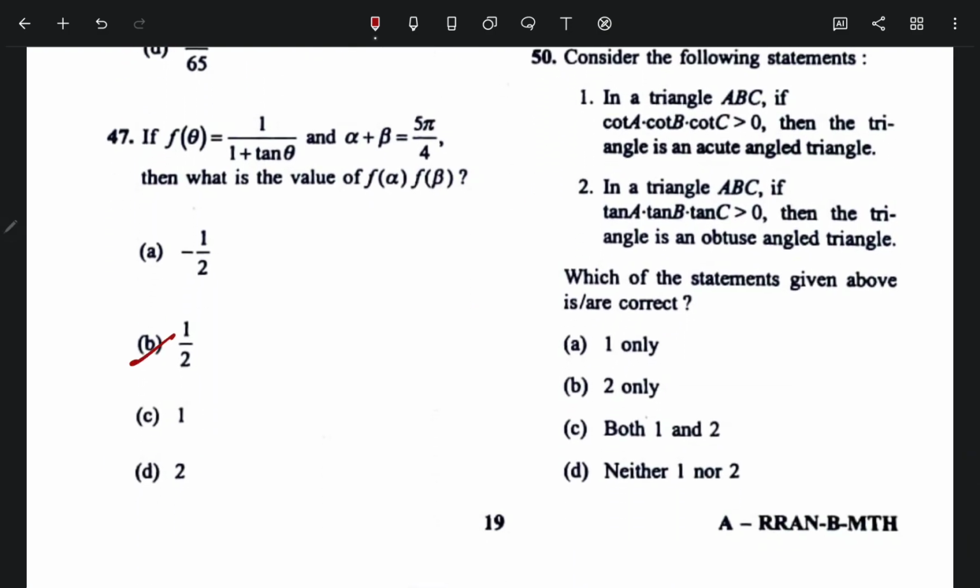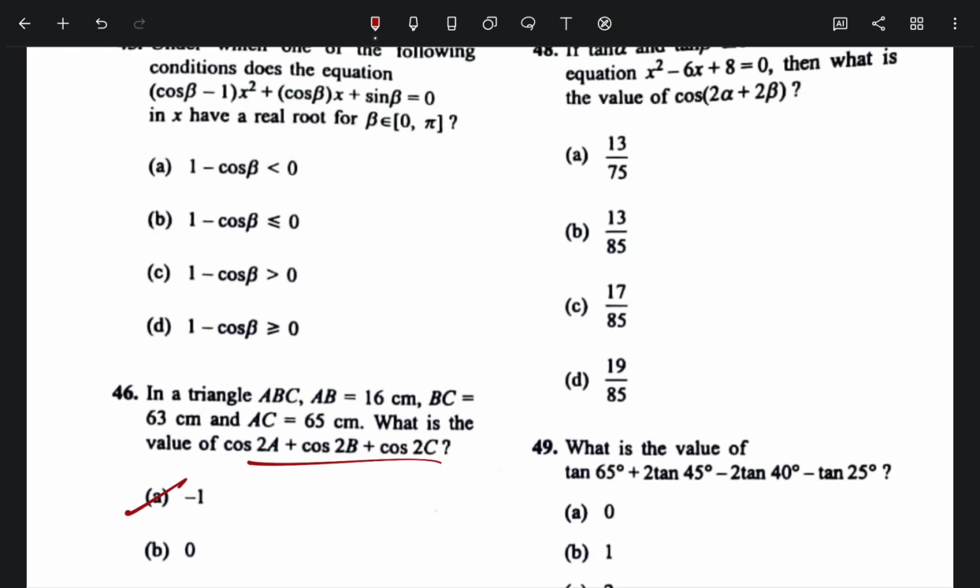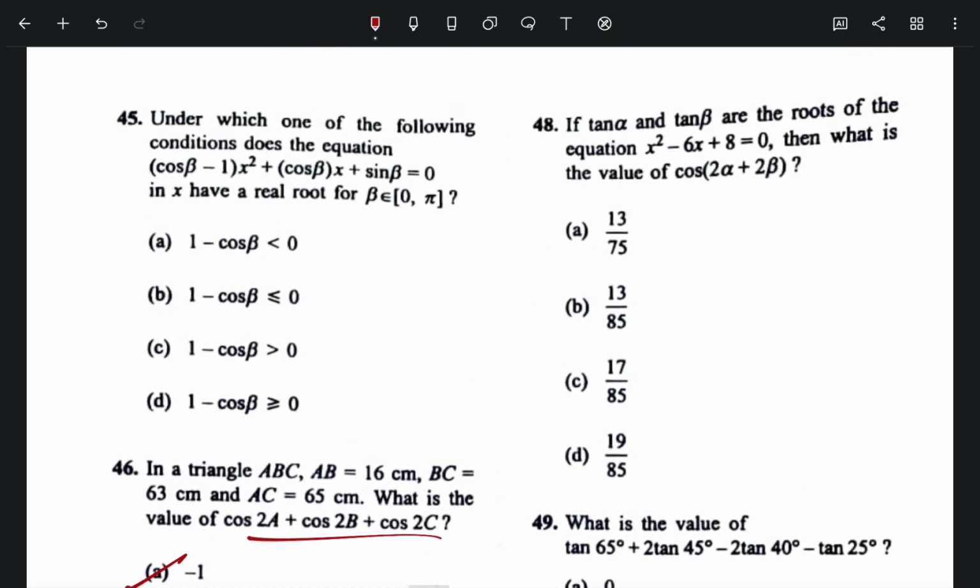47 is going to be B, because alpha plus beta is equal to 5 pi by 4. If you apply the values of 5 pi by 4 for tan theta, it's going to be 1, and you'll finally get the answer. There has to be cross multiplication, and you have to apply the tan alpha plus tan beta formula, and get the answer that way. So 48 is going to be B.